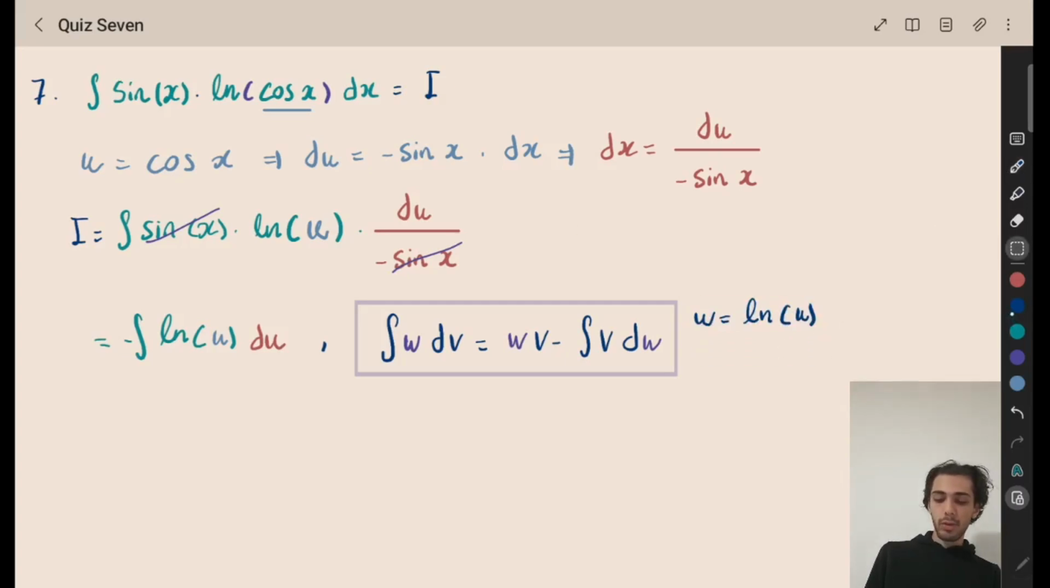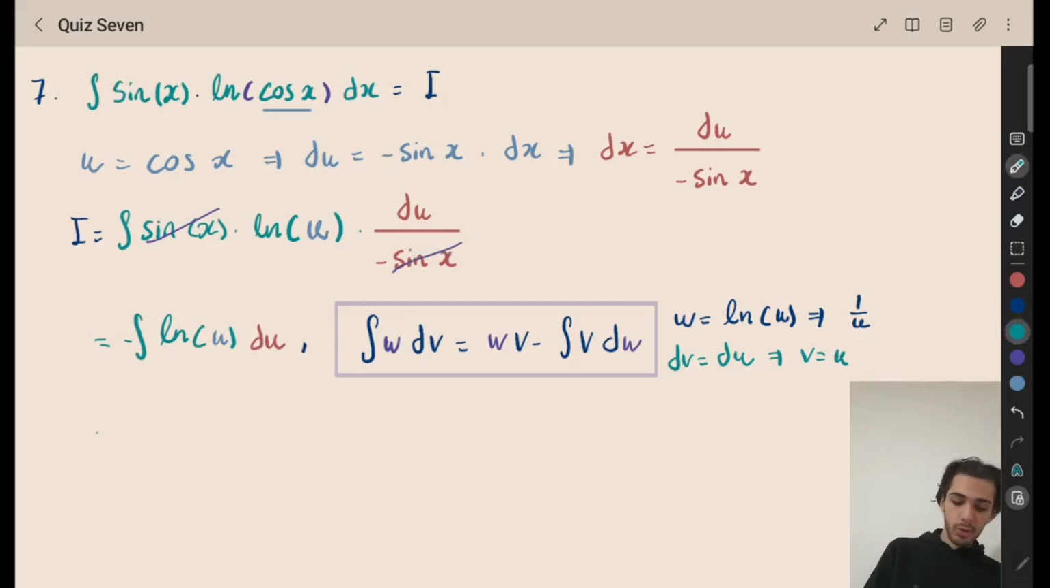And as for the part which you integrate, this will be your dv. It's ln of u, so it's going to be du. And so if you take the derivative of ln of u, you get 1 over u. And if you integrate du, you just get v is equal to u. Plus a constant, yes, but just forgive me for the time being. I'll add the constant at the very end.